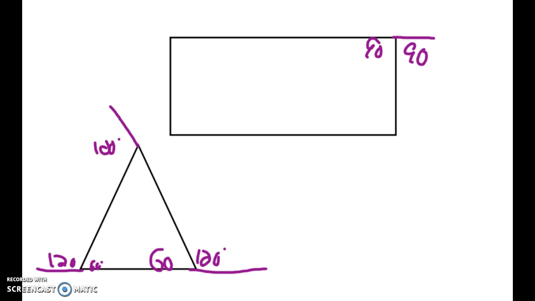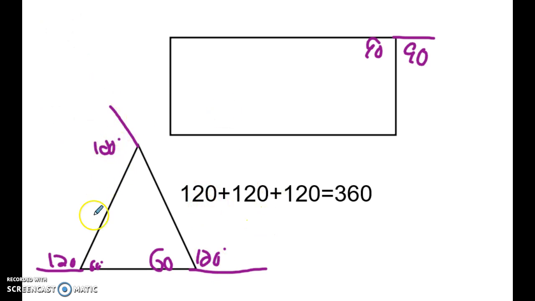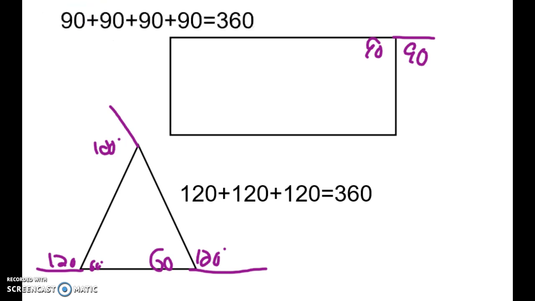So we're going to do it again and again and again. The sum of the exterior angles of this triangle ends up being 120 plus 120 plus 120, which is 360. So what do you think is going to happen when we extend all the angles out of a rectangle? 90, 90, 90. That's right. 90 plus 90 plus 90 plus 90 is 360. Does this happen for every shape? Pentagon, hexagon? You better believe it.